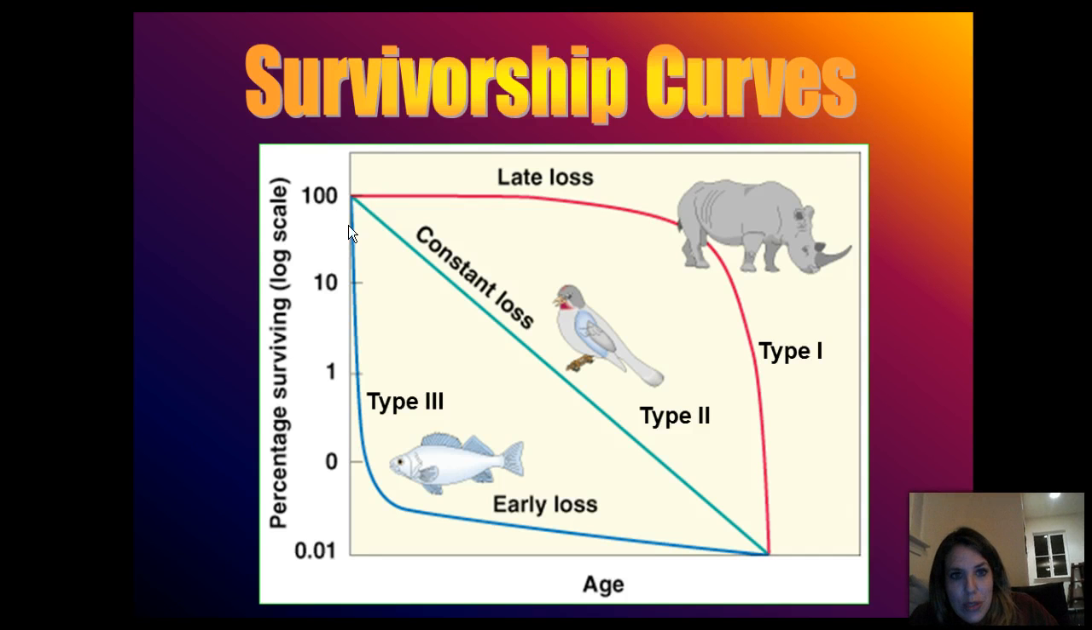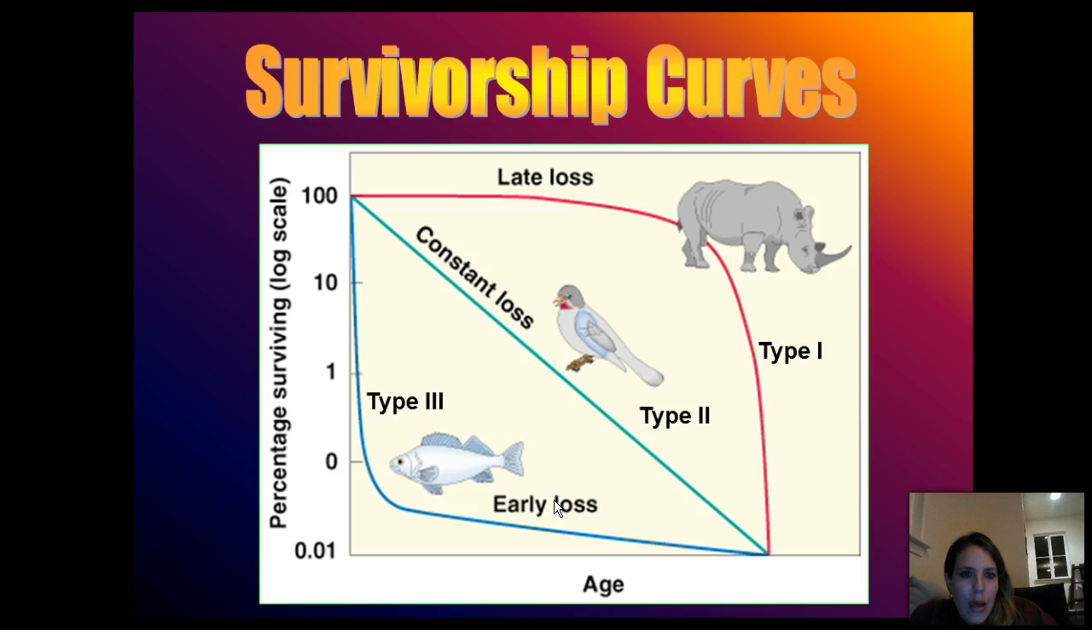Type 2 survivorship curve organisms would be like a bird. They have a moderate number of babies at once, a moderate level of parental care, and pretty much have constant loss. In other words, you're just as likely to die as an infant or a teenager or an adult or an elderly bird at any one of these stages. You're not more likely to die at any one age. So you get a straight line. It's a constant loss. That's a type 2 survivorship curve.